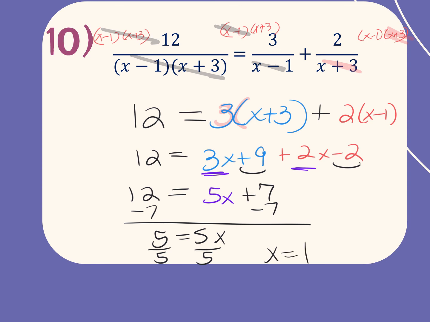And again, once you come up here and plug it in, 1 minus 1, this makes a 0. Anything times 0 is 0. So this answer, no good, no solution.